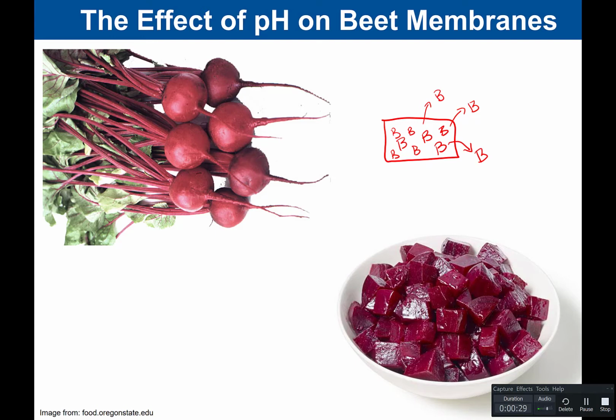And so what we're doing when we expose these beets to different pHs is seeing essentially under which condition is the pigment the most red. Because the more red the pigment, the more damage there was to the beet cell. And so we need to talk about how we determine how red the solution is.